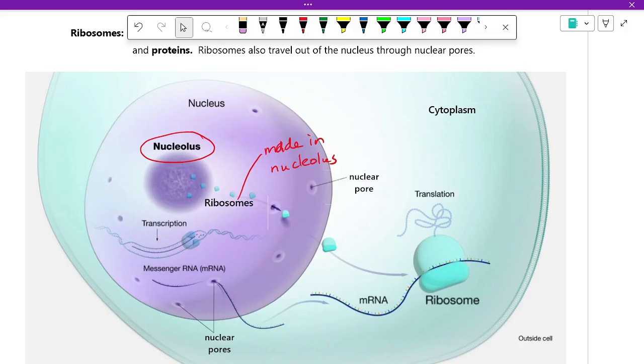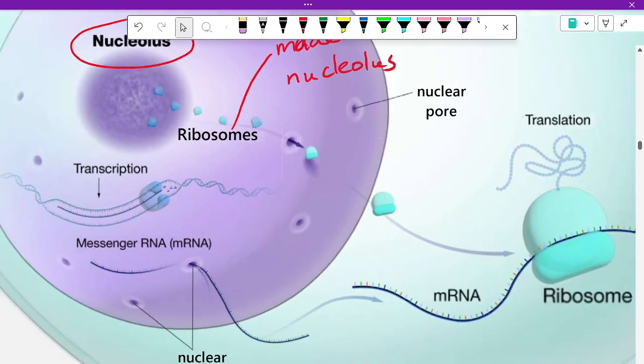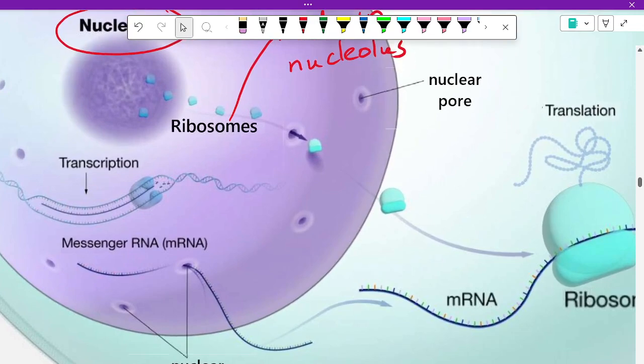And what happens in the nucleolus? We make the ribosomes. And the ribosomes are actually very small as well. So how do they get out of the nucleus? Through the nuclear pores. Yes? And you can see that we've got some transcription taking place. Over here, we've got that enzyme assembling that, and the mRNA also goes out through the nuclear pores.